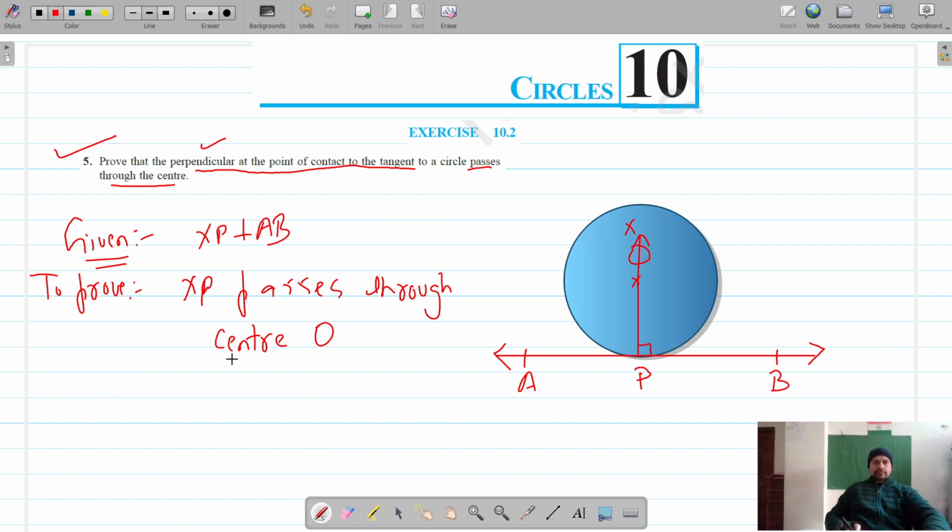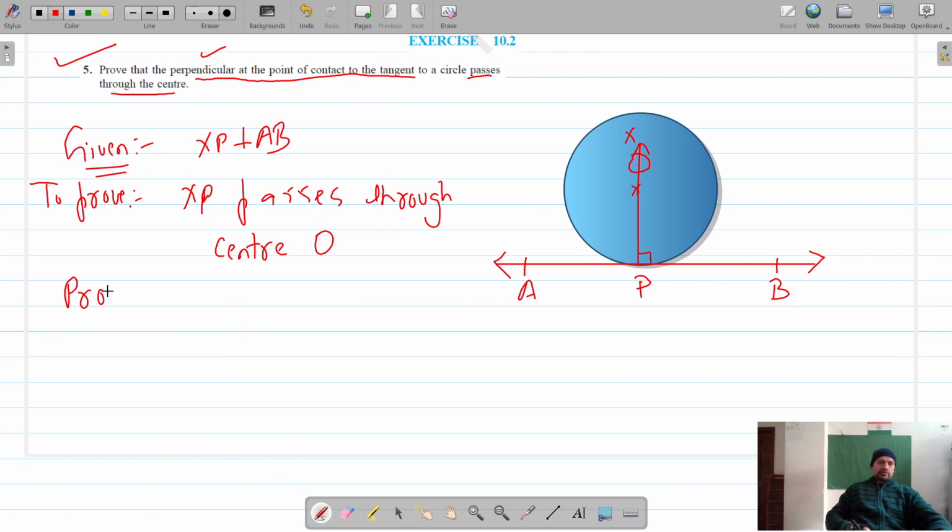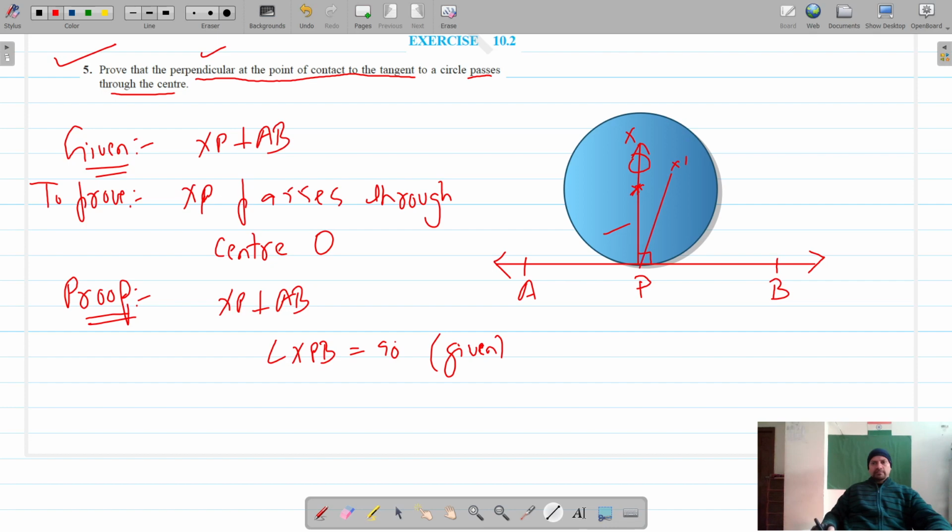Let's try to prove this. It's given that XP is perpendicular to AB, so angle XPB is equal to 90 degrees. Now we have to prove that it passes through the center. Let's say there is another line PX dash that passes through the center.